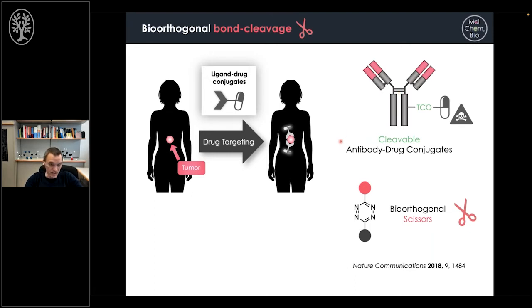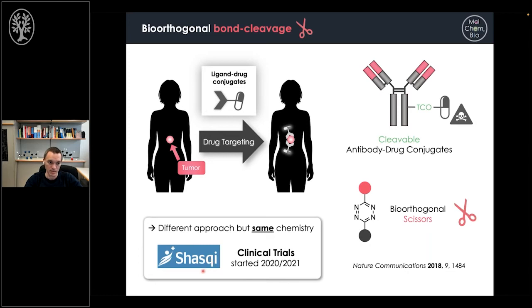And of course, what's very exciting for everybody in the field is that a different approach, let's say, but certainly the same chemistry is used by Shasqi, a US-based company, which since the end of 2020 or early in 2021 is finally in clinical trials. So this chemistry is finally happening in humans, which basically marks the beginning of the era of clinical translation of bioorthogonal chemistry in general.